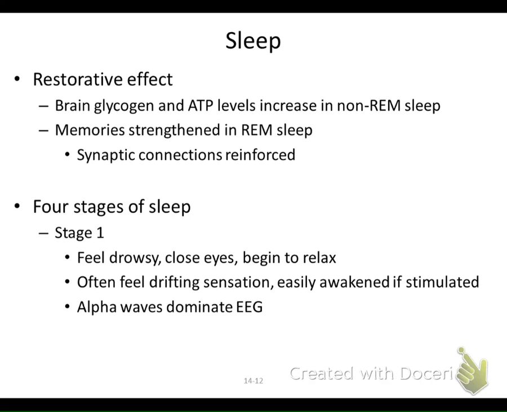Now, there's REM and non-REM sleep, and I'll get into that in a second. So there's 4 stages of sleep. The first stage, you're getting drowsy, right? Your eyes are closing. You're beginning to relax. You may feel like you're kind of drifting off a little bit. You'd be easily awoken. This is me falling asleep in my recliner once in a while, right? I just barely fell asleep, and I can easily be awoken. During this time, what kind of waves would I have? My eyes are closed, and I'm drifting, so that would be alpha waves, right?